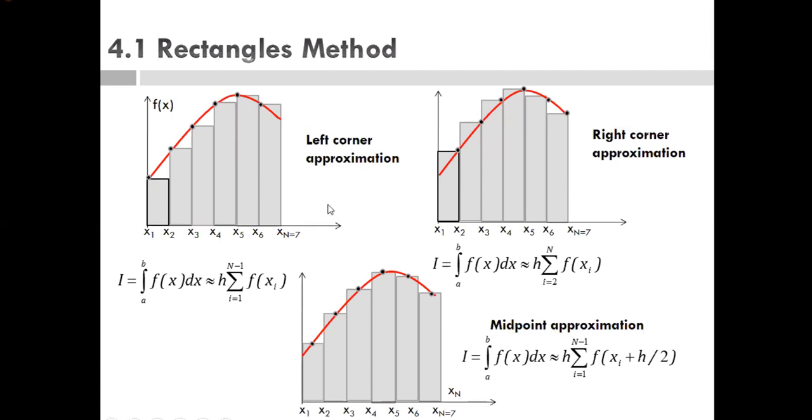So this is the simplest method. It's the rectangle method. Implementing this numerically is not difficult. If you have a given function, you define the interval, and then you make a for loop and calculate this quantity. So you discretize the interval, and then you calculate the integral.